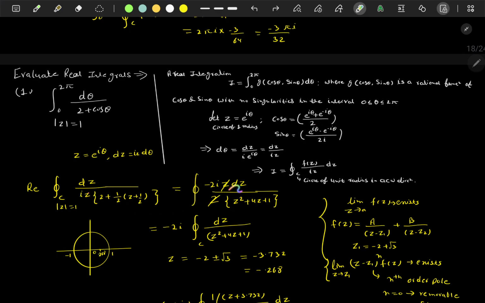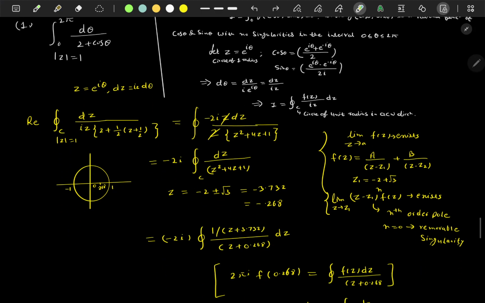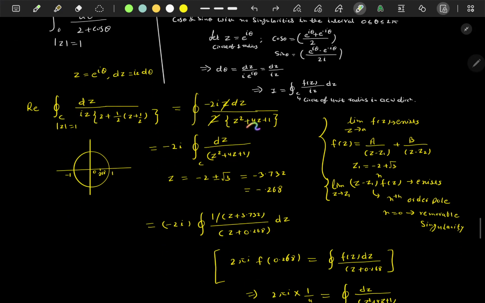So z will be cancelled out here, and we are left with minus 2 iota upon z square plus 4z plus 1. So we can continue it. Here we have z square plus 4z plus 1, which gives us two values: minus 2 plus under root 3, and minus 2 minus root 3, that is minus 3.732 and minus 0.268. So one is considered z1, the other z2. So you have 2 upon (z minus z1)(z minus z2).